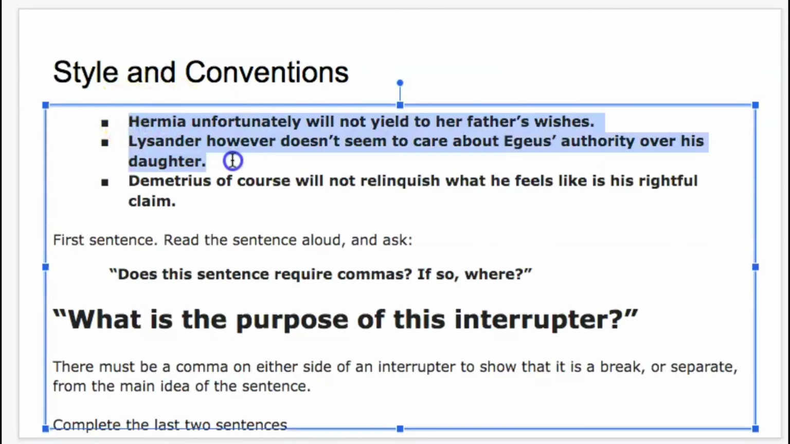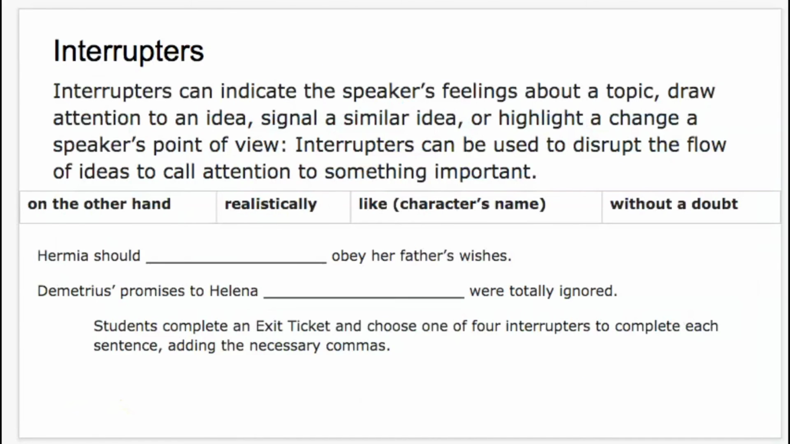Now read these sentences. Do any of these sentences require commas? Why or why not? And if so, where should the commas go? What is the purpose of those interrupters? Interrupters can indicate the speaker's feelings about a topic. They can draw attention to an idea or signal a similar idea or highlight a change of the speaker's point of view. Interrupters can be used to disrupt the flow of ideas, to call attention to something important.